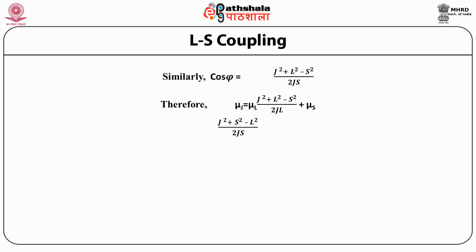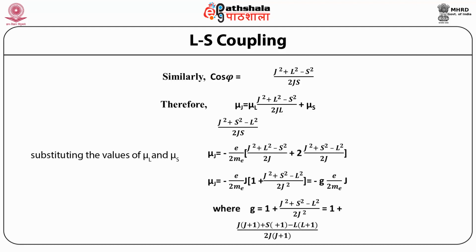Therefore, mu j is equal to mu L times (j square plus L square minus S square) upon 2jL, plus mu S times (j square plus S square minus L square) upon 2jS. Substituting the values of mu L and mu S, one gets mu j is equal to minus e upon 2me times j square plus L square minus S square upon 2j, plus 2 times j square plus S square minus L square upon 2j.